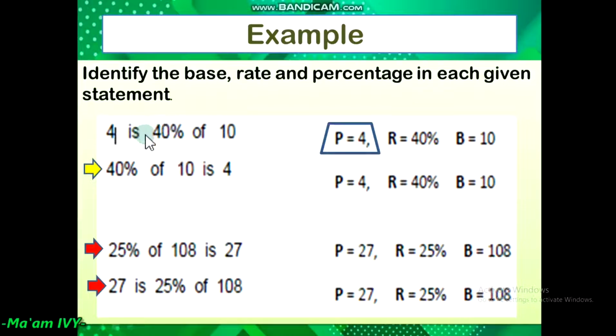Another clue, kids, is that the percentage always goes with the word is. Next is our rate. Which is our rate? Remember the definition of rate, it has the percent sign. So our rate is 40%. It has the percent sign, so that is why we identify our rate easily.